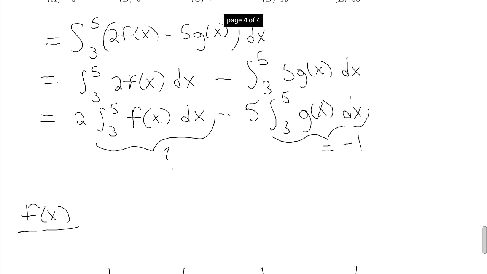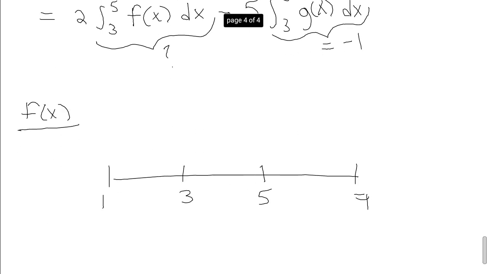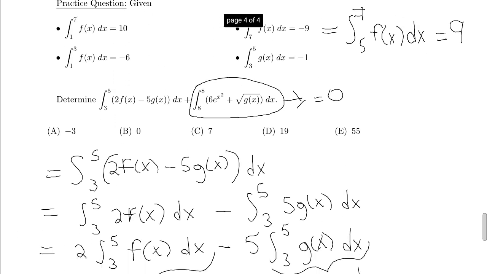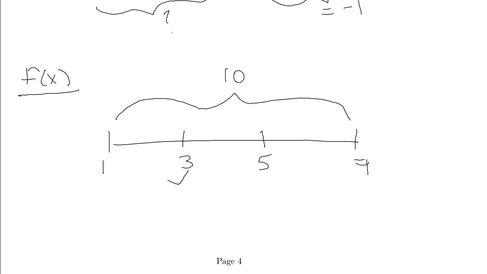Okay, so scrolling above, let's do it one at a time. So first I have the integral from 1 to 7 of f of x dx is equal to 10. So I want to acknowledge that from 1 to 7, this whole region is equal to 10. Okay, the next one that I have is from 1 to 3, and it's equal to negative 6. So between 1 and 3, this area is negative area, and it's minus 6.